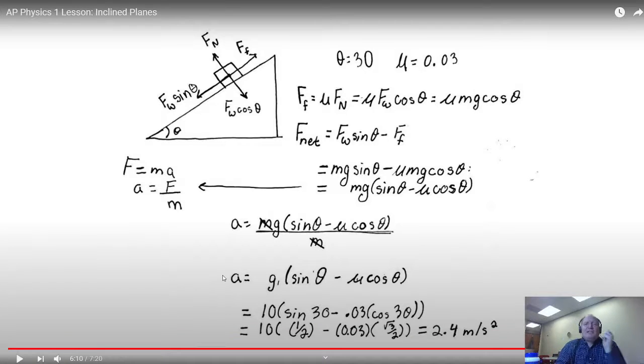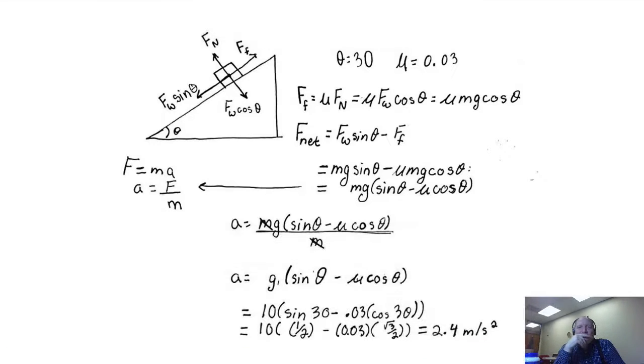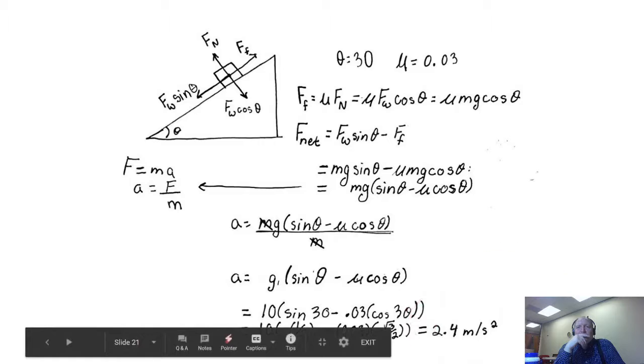How did this change so much? I was thinking this was such a small number that it was just going to, who cares about this term? So square root of 3 over 2 is like 0.9 or something. So it'd be like this digit here. Oh, the 10 was factored out. Dang it. We get 10 times 1/2 minus 0.03 times root 3 over 2, because that's our cosine of theta, and that equals 2.4 meters per second squared.